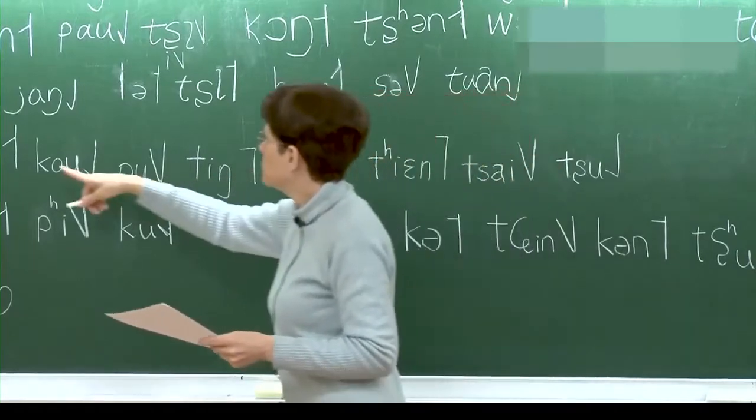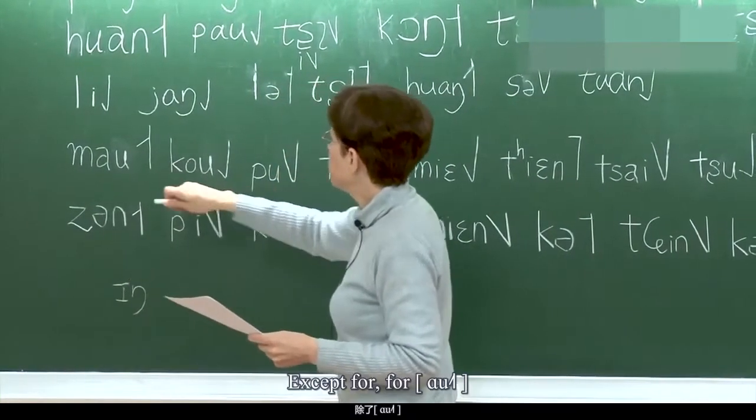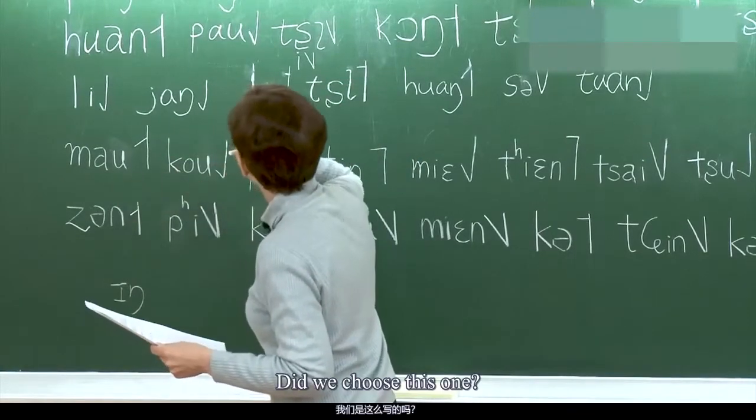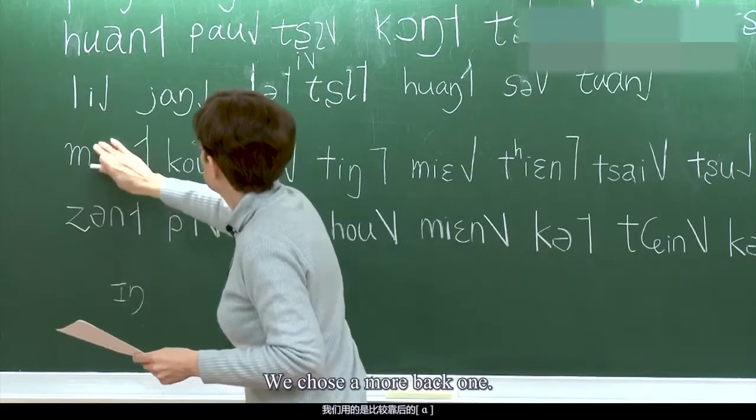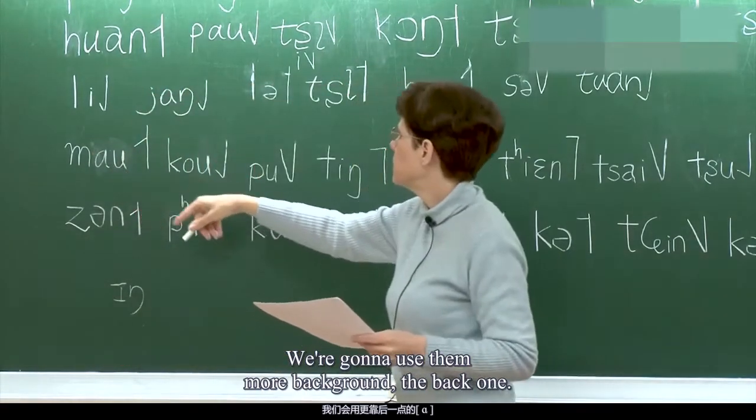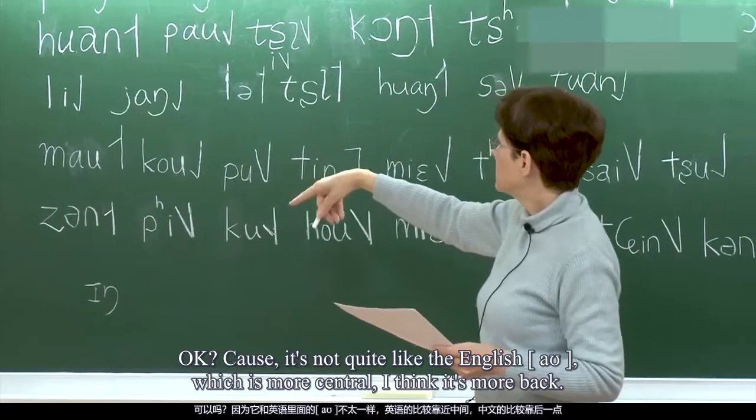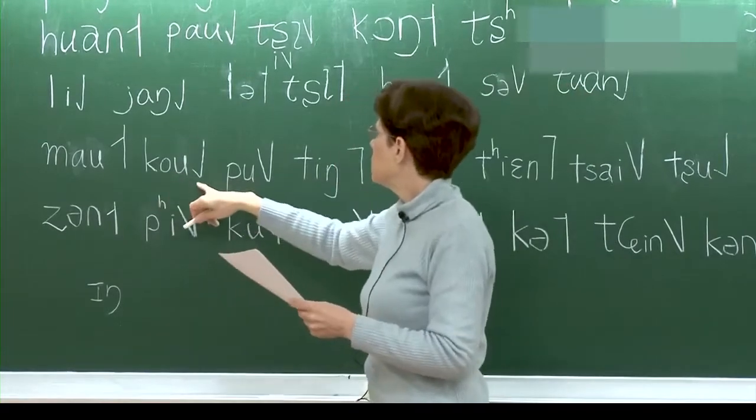So, 短, 毛, okay? Except for ao. Did we choose this one? We chose the more back one. Okay, mao. We're going to use the back one. Okay, because it's not quite like the English ao, which is more central. I think it's more back. Go is okay.